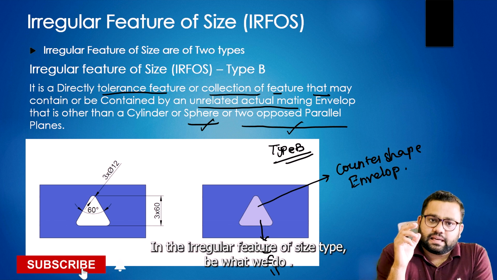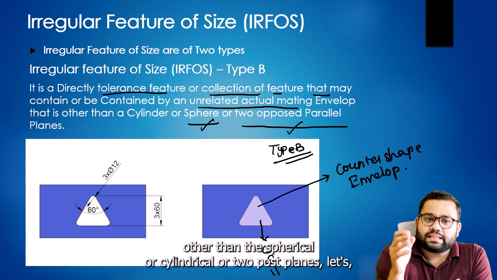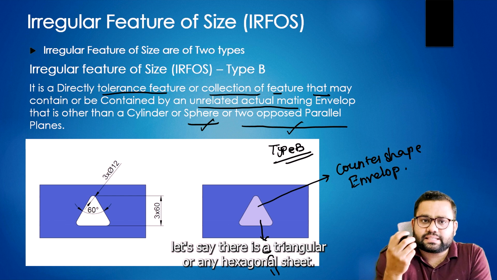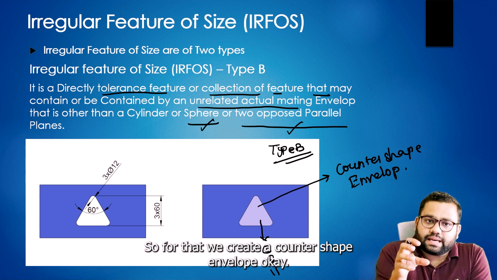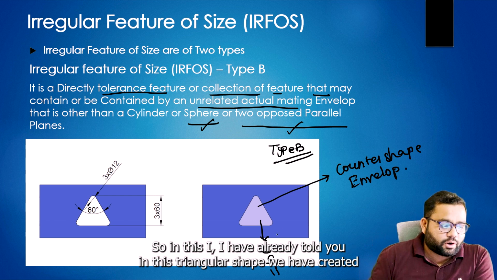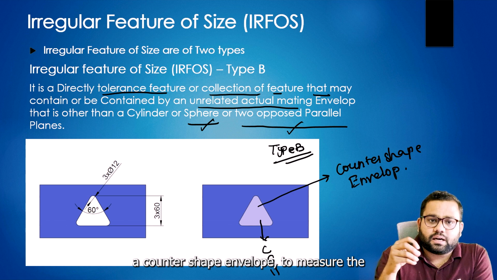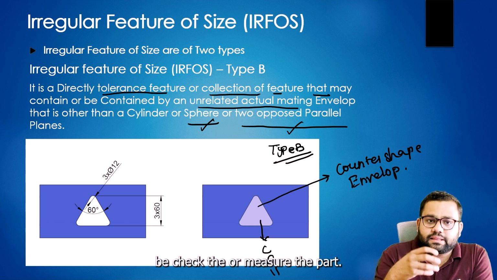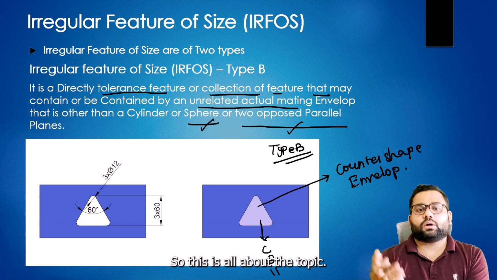In irregular feature of size type B, we deal with shapes other than spherical, cylindrical, or two opposed planes, let's say a triangular or hexagonal shape. For that we create a counter shape envelope. As I have already told you, in this triangular shape we created a counter shape envelope to check or measure the part. So this is the type B irregular feature of size. So this is all about the topic.